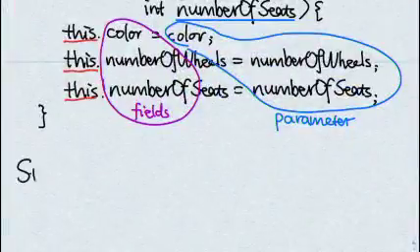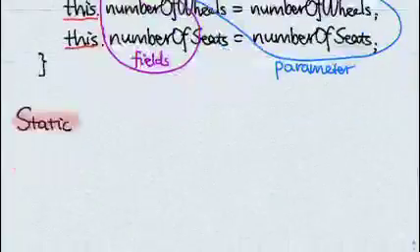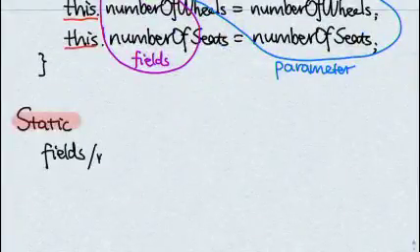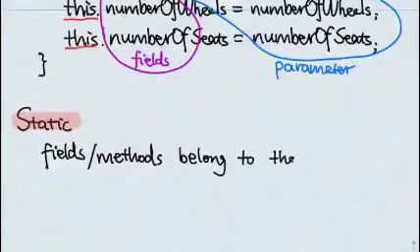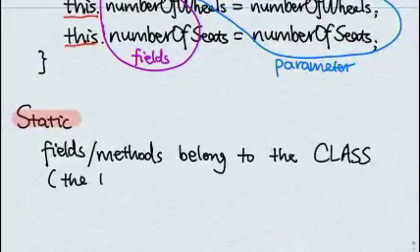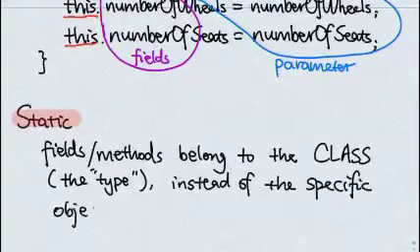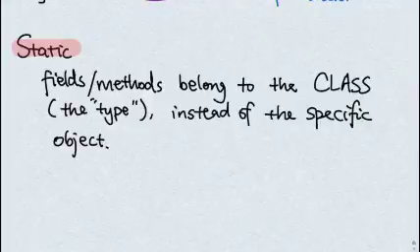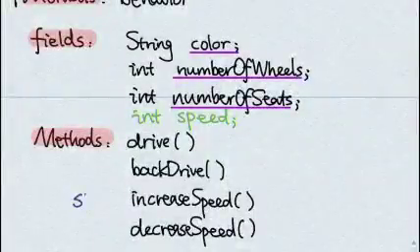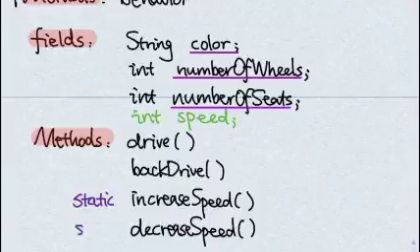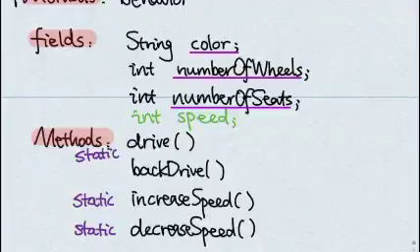At last, let's talk about the keyword static. The keyword static is used to describe the fields and methods that belong to the class, which is the type, instead of a specific object. These fields or methods are usually common characteristics of a type that will not vary among different individual objects. For example, let's assume that all cars can drive, increase speed and decrease speed, but some cars cannot back drive. As a result, we can put the static keyword before the methods of drive, increase speed and decrease speed because they are common characteristics of all cars.